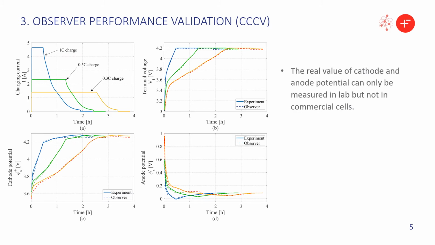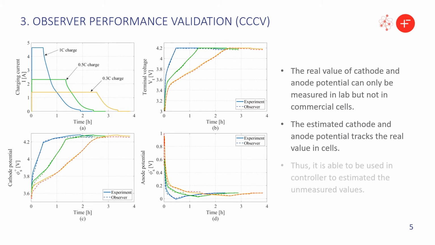The real values of the cathode and anode potential can be measured in the lab because we use an approach called the 3-electrode cell, which dismantles the commercial cell and assembles it into a PAT cell for measuring the negative and positive electrodes, but it cannot be used to measure a commercial cell outside the lab. The result shows that the estimated cathode and anode potentials track the real values in the cells. Therefore, it validates that the observer can be used in the charging controller to estimate unmeasured values, such as anode potential.